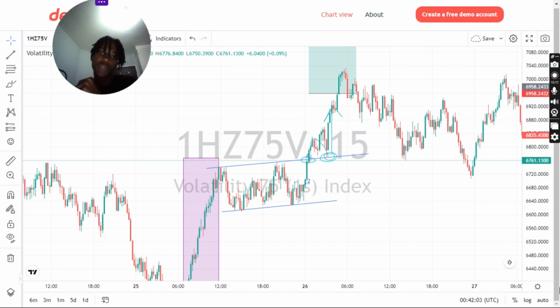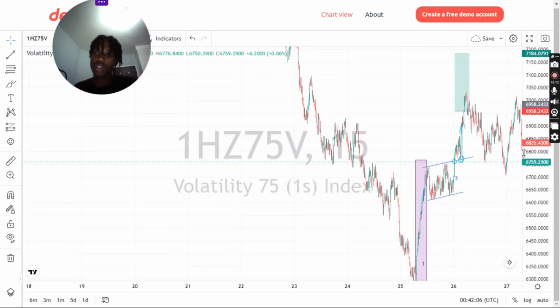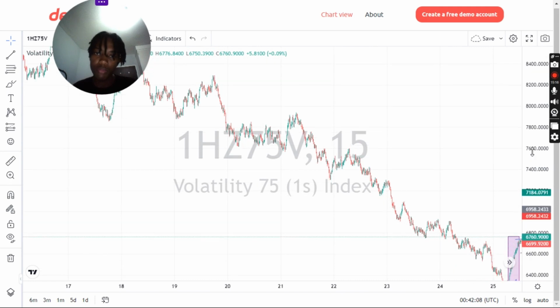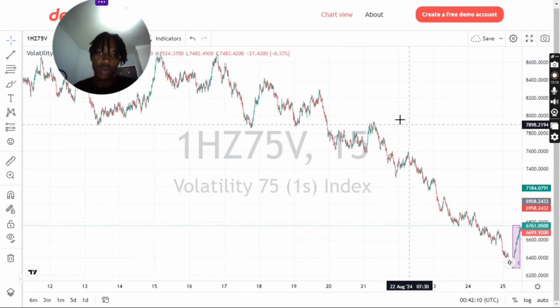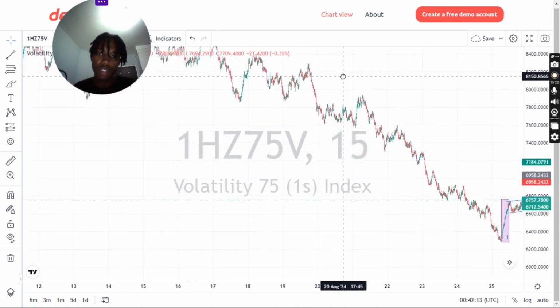3, let it fly. Let's look for something that's coming down. Similar setup but coming down.